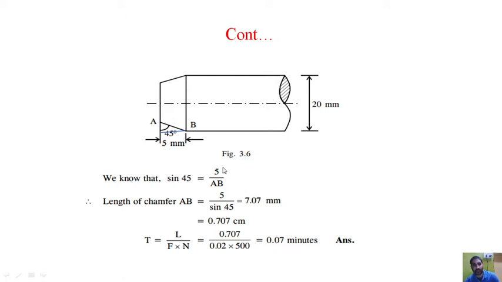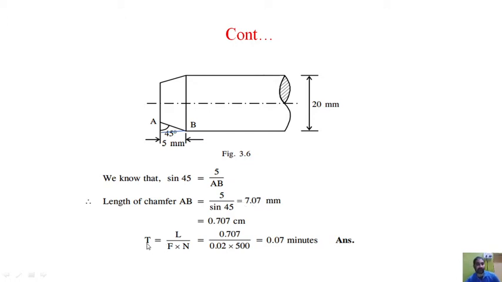So sin theta is equal to opposite by hypotenuse. Opposite is 5 mm, whereas the hypotenuse is AB. So we need the hypotenuse AB. If you cross multiply, you will get AB equals 5 divided by sin 45, that is 7.07 mm. Usually people will take 5 mm length. That will be wrong, because since we are making a chamfer operation, the tool has to move in an angular direction. That will take extra time. So instead of 5 mm, it has to cover 7.07 mm length of workpiece.